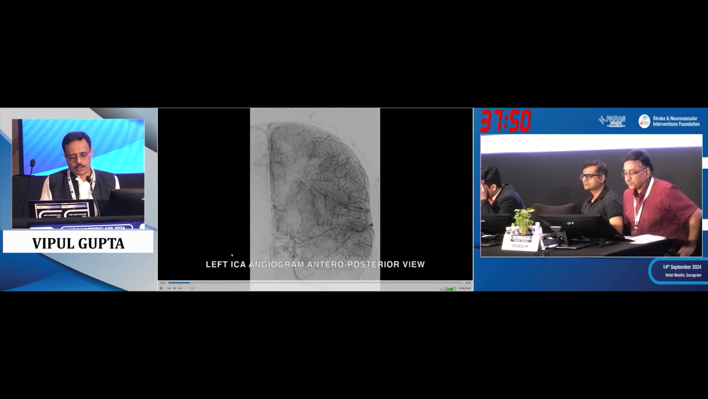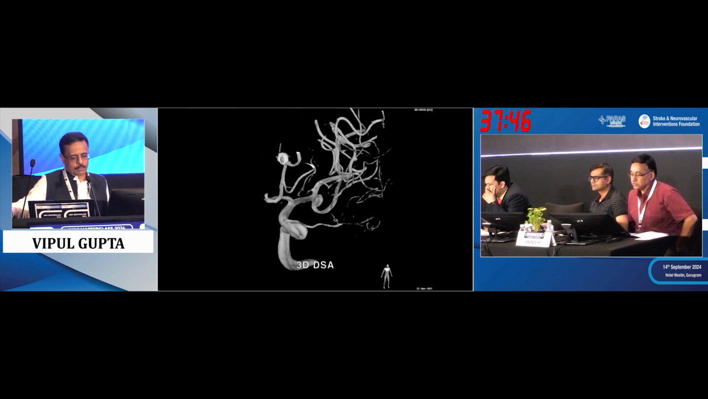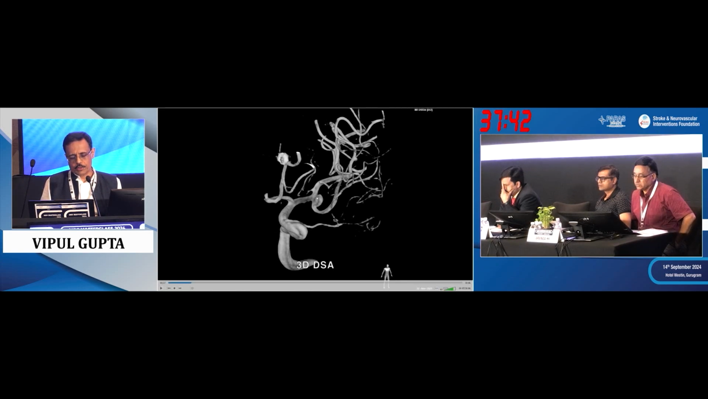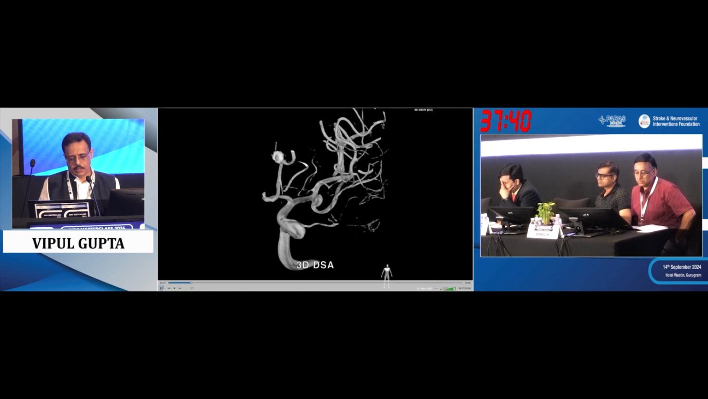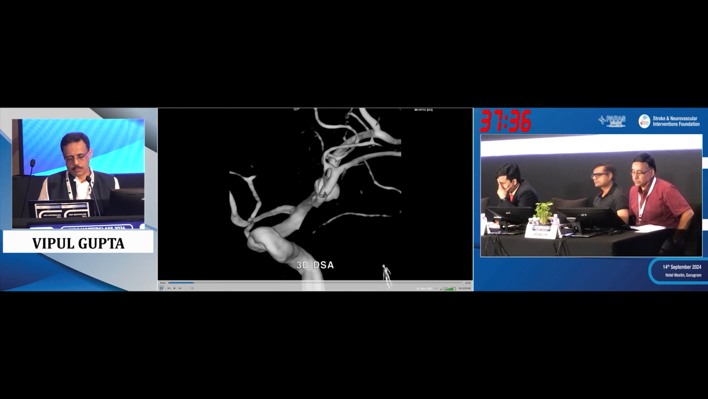This is the 2D picture, and this is the 3D. Now, something like this. You see in this angle, more of a lower divisional, very broad-based, very sessile. Let us show you in other angles as well. How does it look? Something like this.